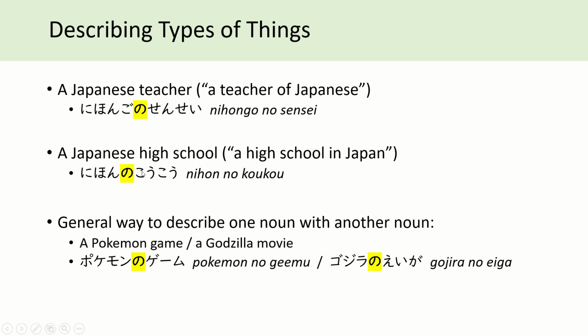And in general, I can use no just to describe one noun with another noun. So in English, for example, we can say a Pokemon game. So I have 2 nouns, Pokemon and then game. And I mean, what kind of game? A Pokemon game. So that's very similar to a Japanese teacher. And I say, Pokemon no game. Or a Godzilla movie. So, Gojira no eiga. And so on and so forth. So, that's how I can describe one noun with another noun, talk about possession, talk about belonging. No is very useful. And hopefully, together, we'll use it quite a lot.